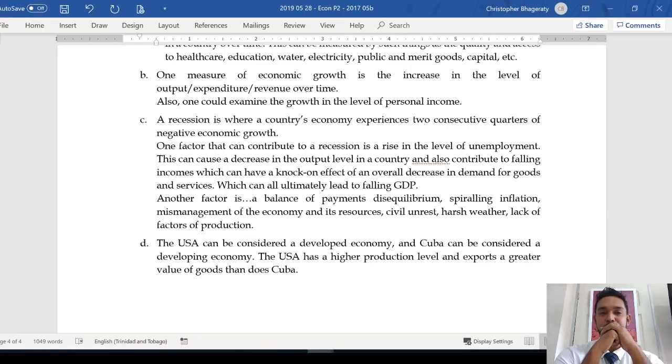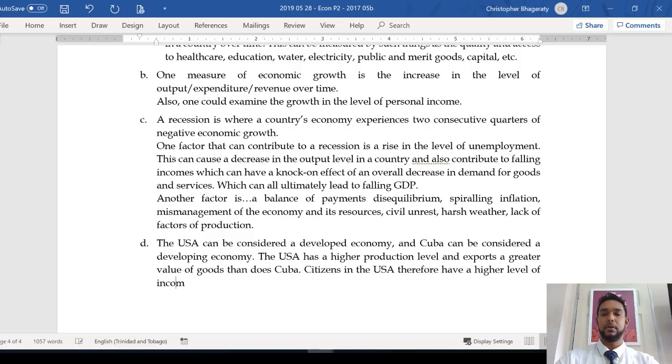So that could be one, based on sheer size. I mean, you can have a large country and not have many people doing productive things. Yeah, that's also a possibility, right? So citizens in the USA therefore have a higher level of income and enjoy a better quality of life.